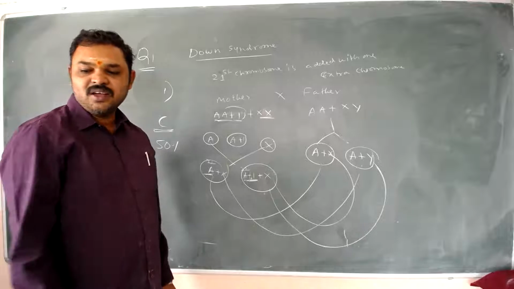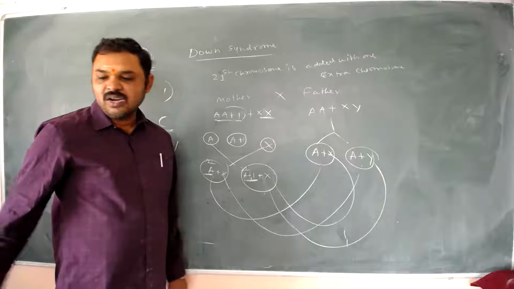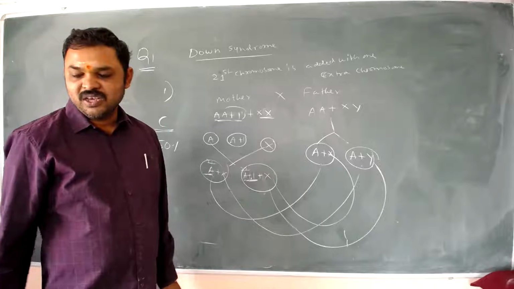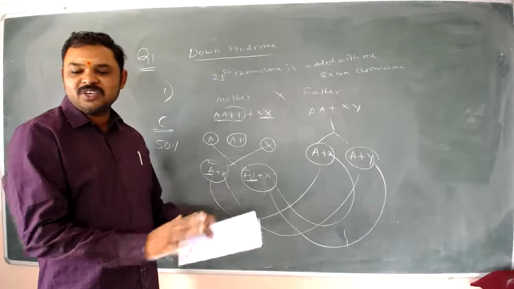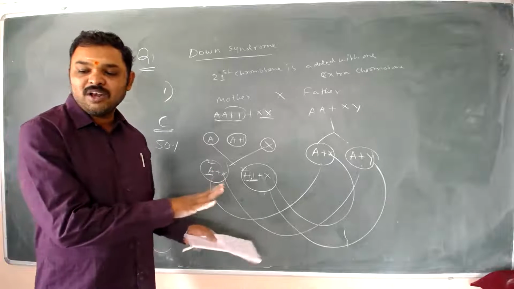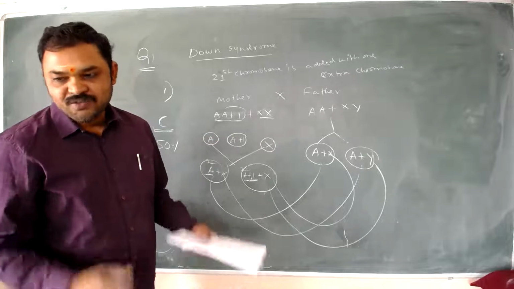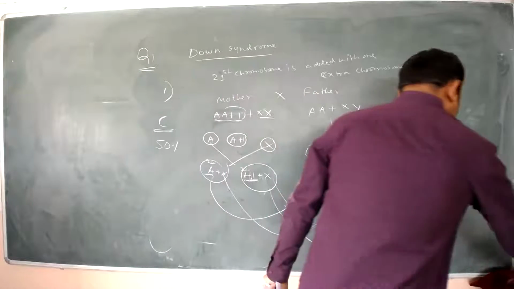In this case, 50% are abnormal ova and 50% are normal ova. 100% of sperms are normal only. Then this normal sperm with the normal ova, 50% of children are normal. The abnormal ova means 50% of children are impacted. This is the answer. See, first one, answer C is correct.